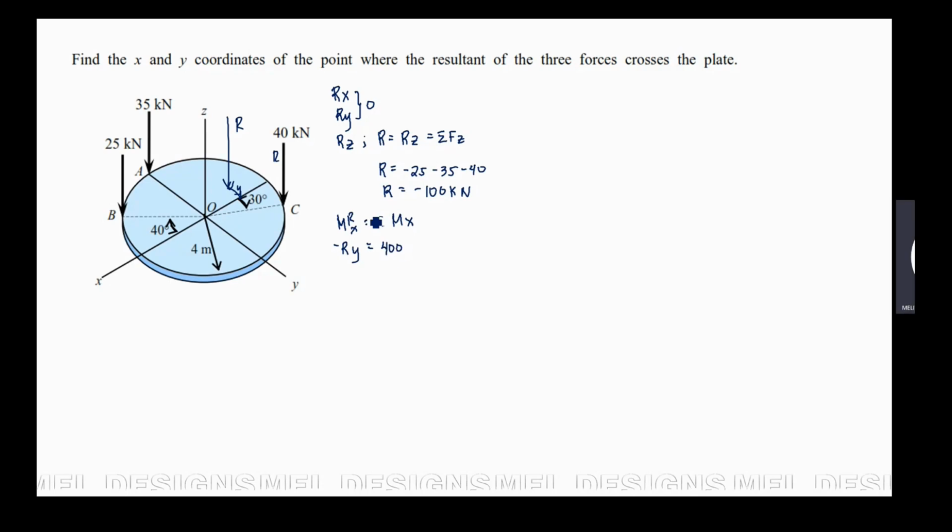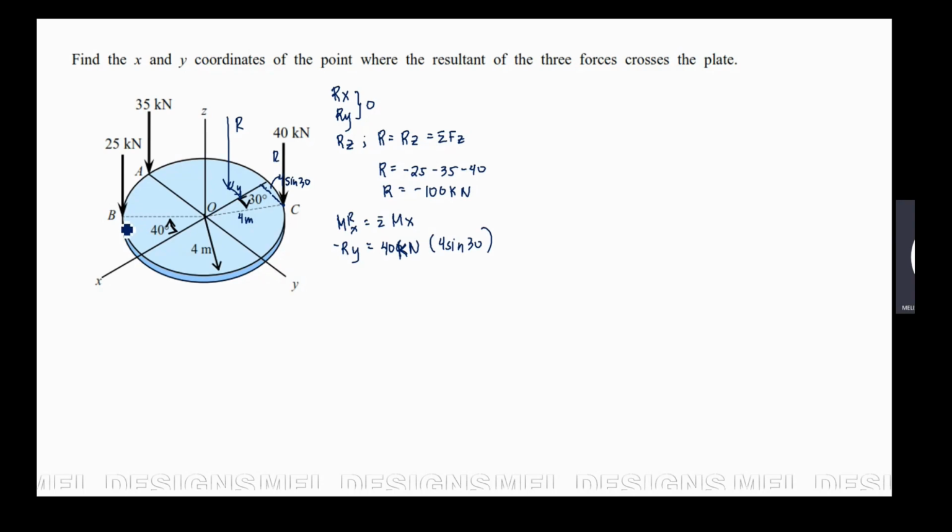So, we have here 40 kilonewton multiplied by its perpendicular distance. Kung ang radius niya ay 4 meters, this is also 4 meters. Therefore, this distance is 4 sine of 30 degrees. So, we have 4 sine of 30 degrees. So, clockwise siya.